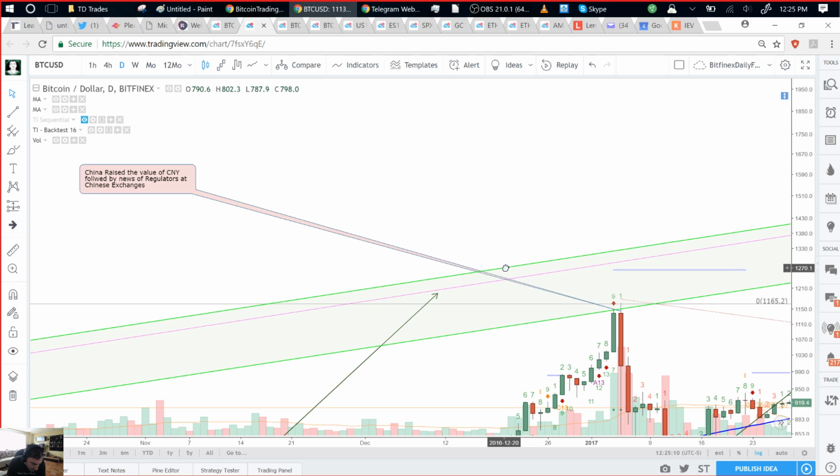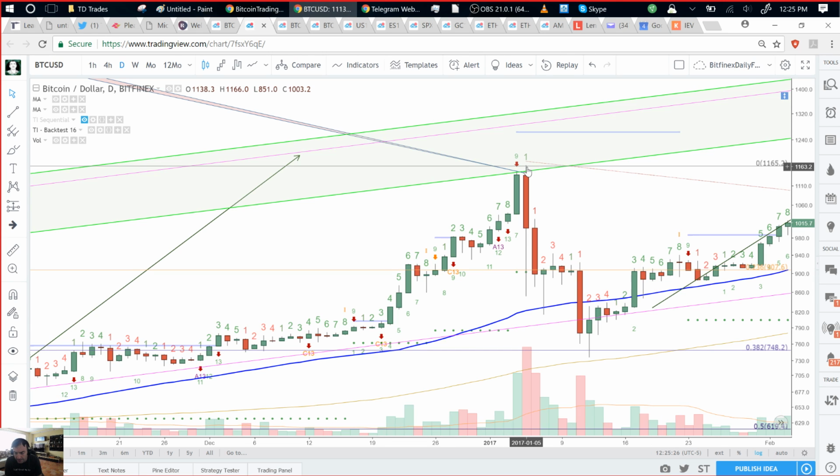China raised the value of CNY, followed by news of regulators showing up at the exchanges. Okay, so price was going up and it got derailed when Chinese regulators showed up at Chinese exchanges. And then when was this high back tested?